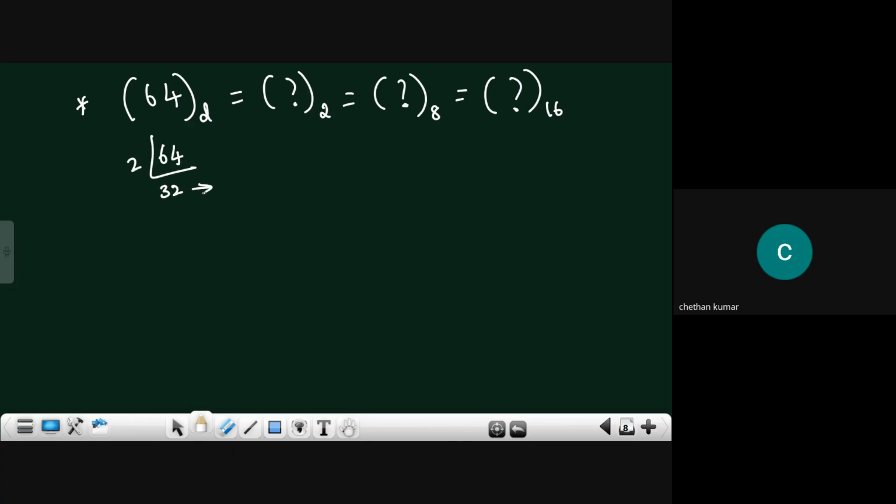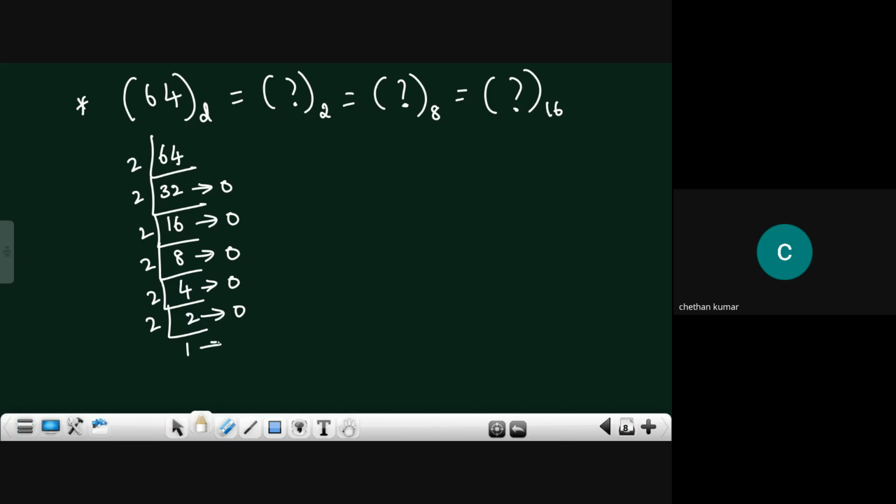32 times. What is the remainder? 0. Again, how many times? 16 times. Remainder is 0. Again, how many times? 8 times. Remainder is 0. Again, how many times? 4 times. Remainder is 0. Again, how many times? 2 times. Remainder is 0. Again, how many times? 1 time. Remainder is 0. So what is the result? In binary, it is 1 followed by how many zeros? 6 zeros.